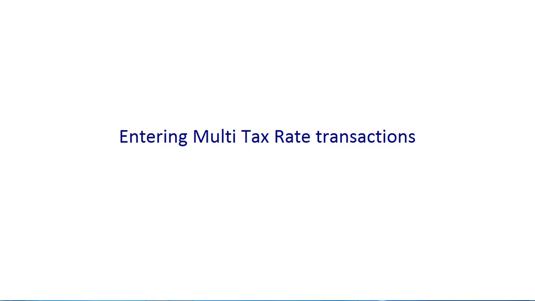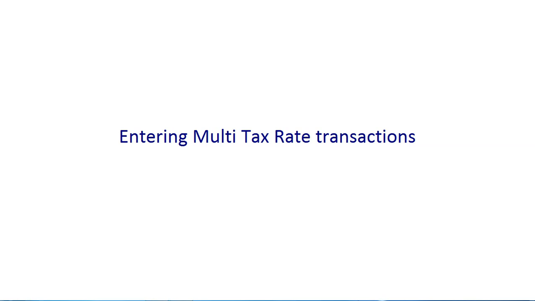Next, we will discuss entering multi-tax rate transactions. Multi-tax rate transactions implies that a single bill will have items belonging to different tax rates. You can enter multi-tax rate transactions either item-wise or voucher-wise. That is, you can apply tax item-wise or voucher-wise, that is in the form of bill sundries. So we will discuss both these types of transactions, how you can apply tax rates item-wise and how you can apply tax rates bill sundry-wise, or we can say voucher-wise.